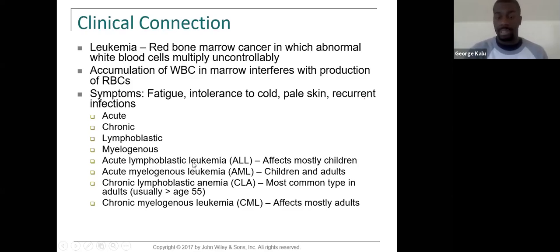And so there's some of the different types of really severe leukemias that can affect individuals, like acute lymphoblastic leukemia that affects children, usually, acute myelogenous leukemia that affects both children and adults, and so on and so forth.